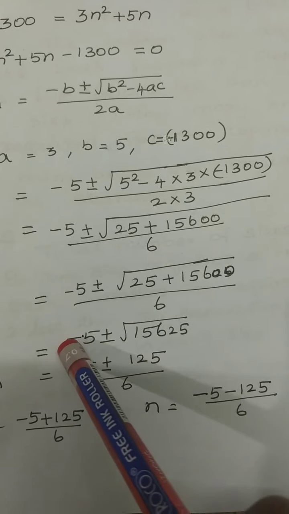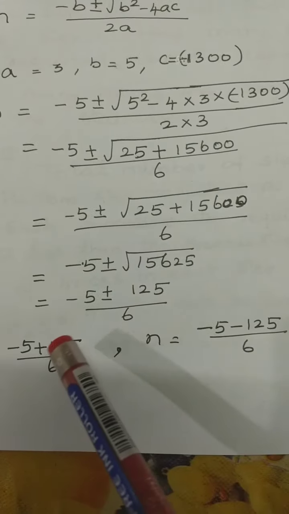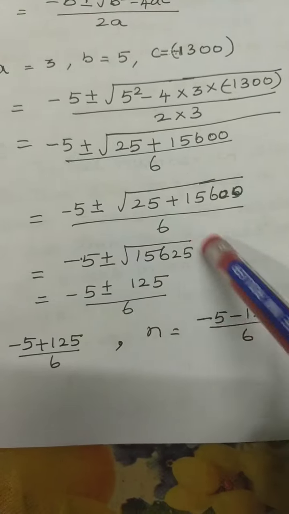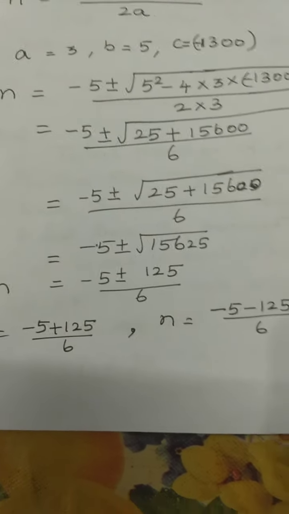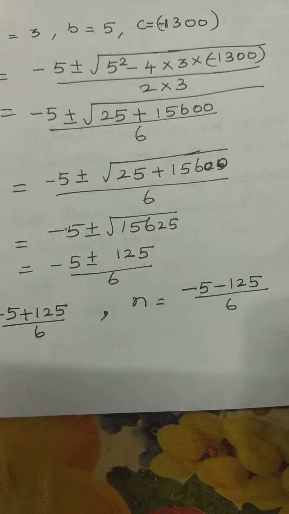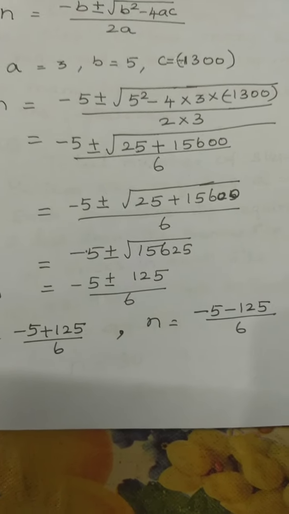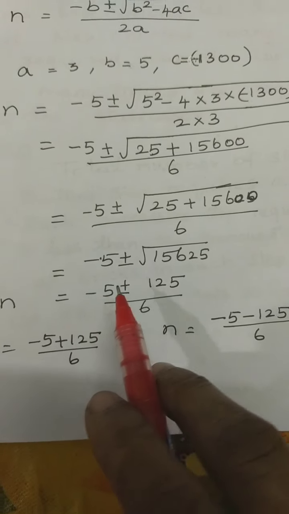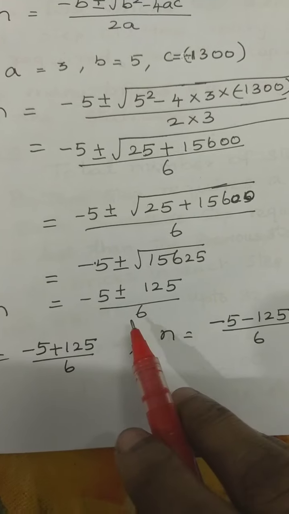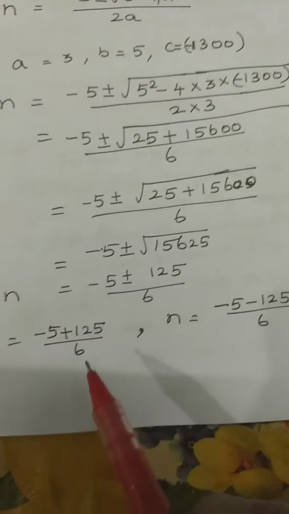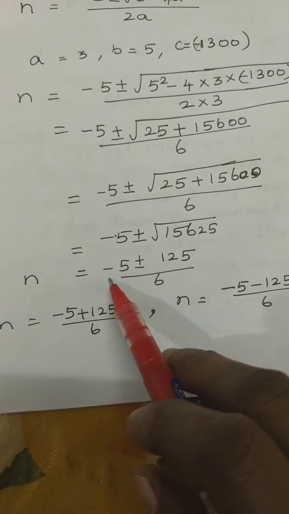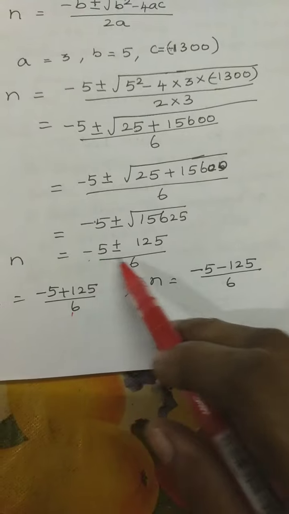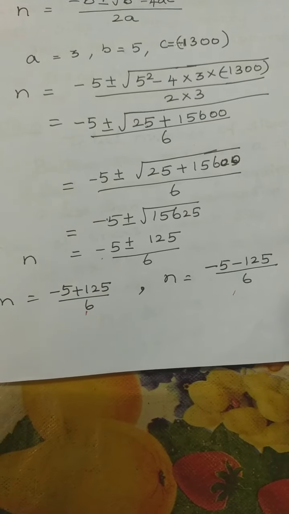Now adding these two, it will come as 15,625. So −5 ± √15,625. If you find the square root by prime factorization or by the long division method, it will come as 125. So (−5 ± 125) / 6. So now the n values are n = (−5 + 125)/6 and the other value is n = (−5 − 125)/6.